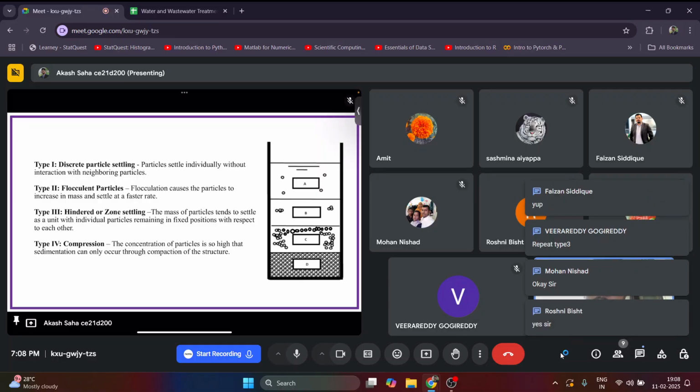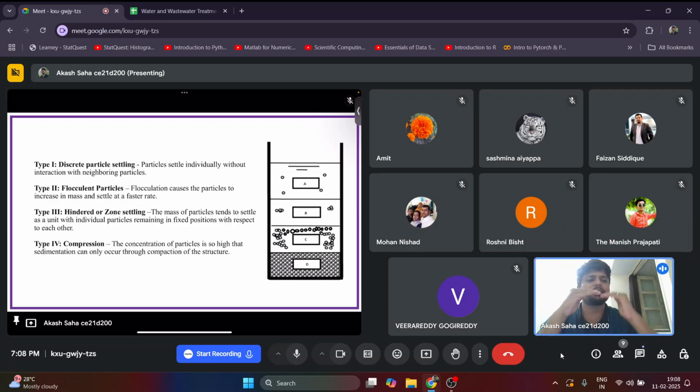Type 3 means, just imagine that the relative positions of the particles are fixed. They are traveling together but they are not compressing with each other. Compression means the relative distance or the relative positions will change and they will compress each other. That is what happens in type 4. But here in type 3 they will not compress each other; as per zones, it will settle layer by layer.